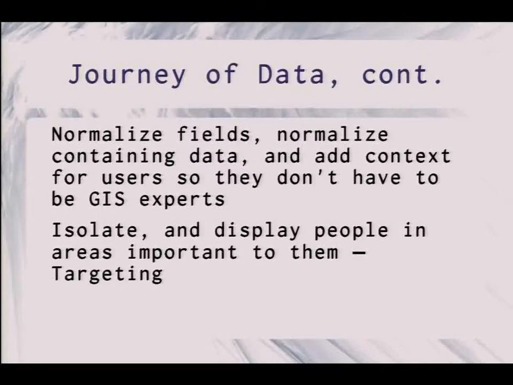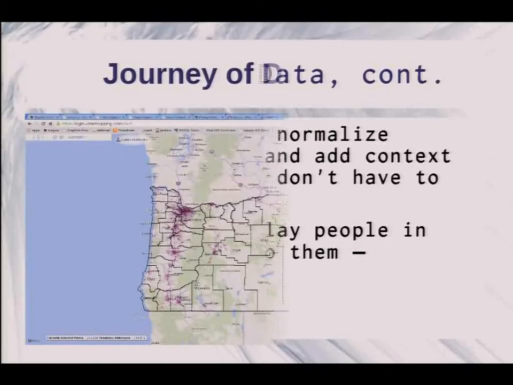But we do this so people don't have to be GIS experts, so that they can just do their own thing. And that lets them focus on what they really want to do, which is isolate, display people in areas important to them, and then narrow them down for targeting.